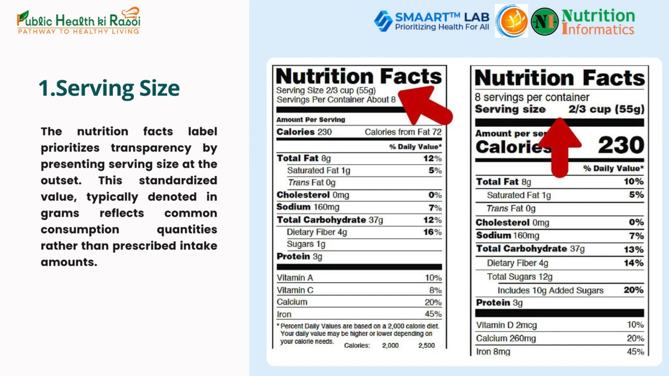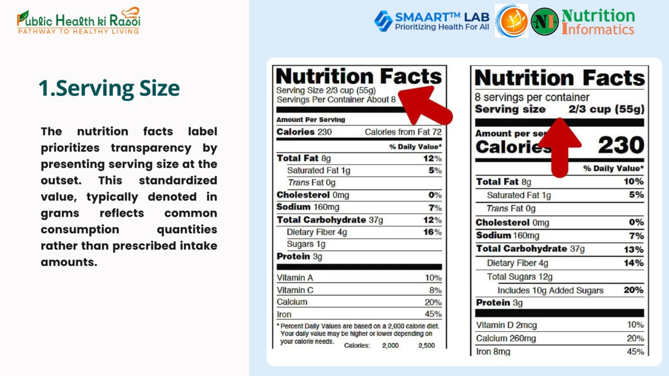For instance, if a soup carton contains 4 servings, consuming half of the carton necessitates doubling the listed calories, sugar, sodium, etc. to grasp the true nutrient intake relative to daily values.